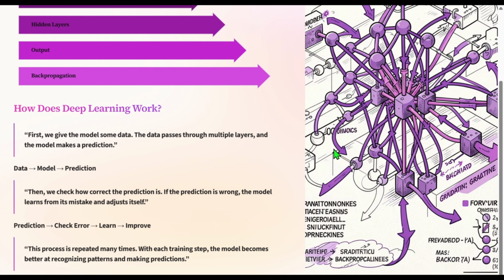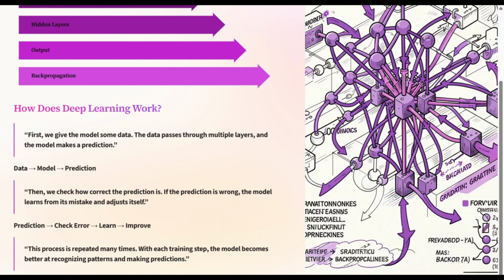So the model makes a prediction, then we check how correct the prediction is. If the prediction is wrong, the model learns from the mistake and adjusts itself. This is known as back propagation. Next, the model improves: it updates its parameters and tries again. That process happens repeatedly, many times, over the training examples. So at a high level, deep learning is a continuous cycle. Data goes in, a prediction is made, and the error is calculated. The model learns from the error, parameters are updated, and the process repeats. Over many iterations, the model becomes better at recognizing patterns and making predictions.